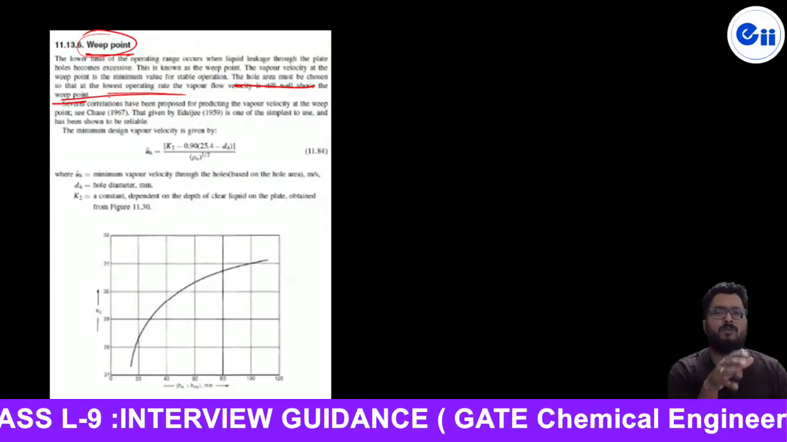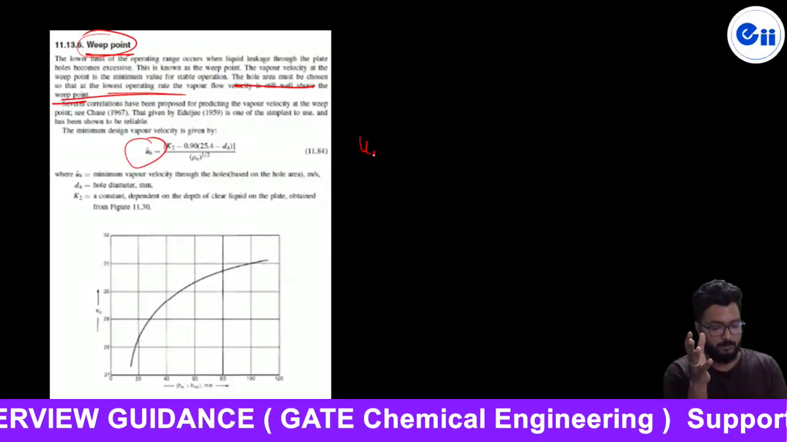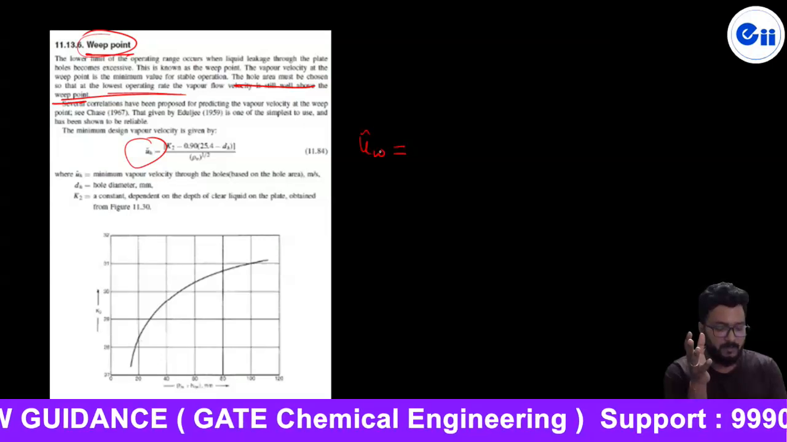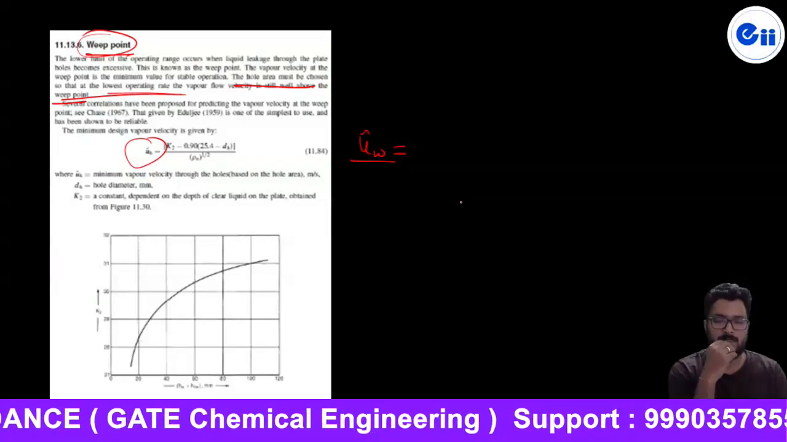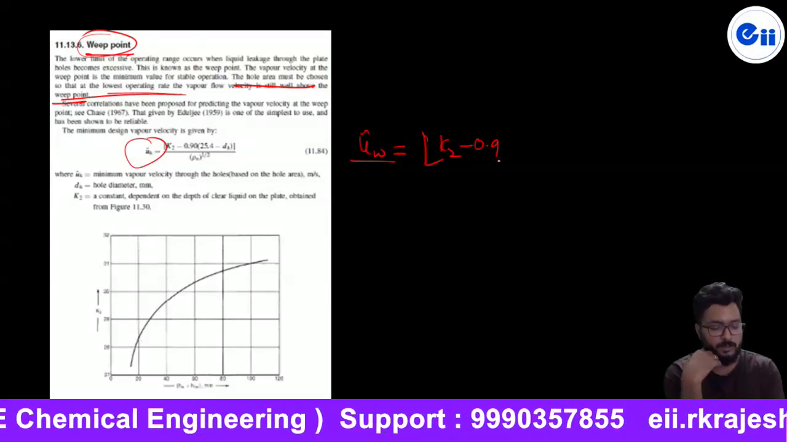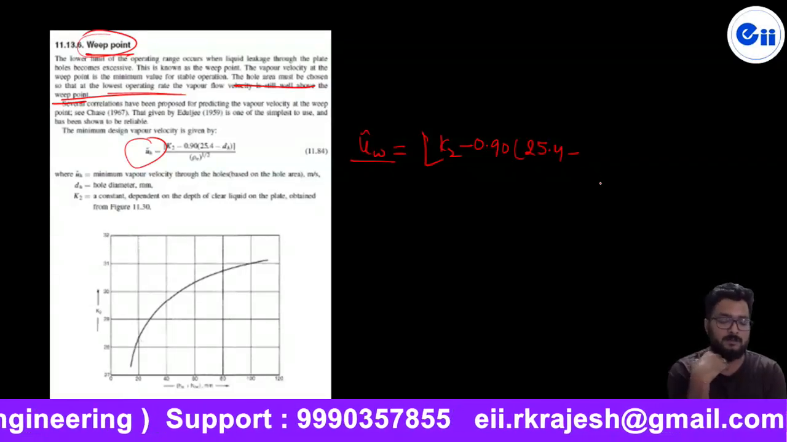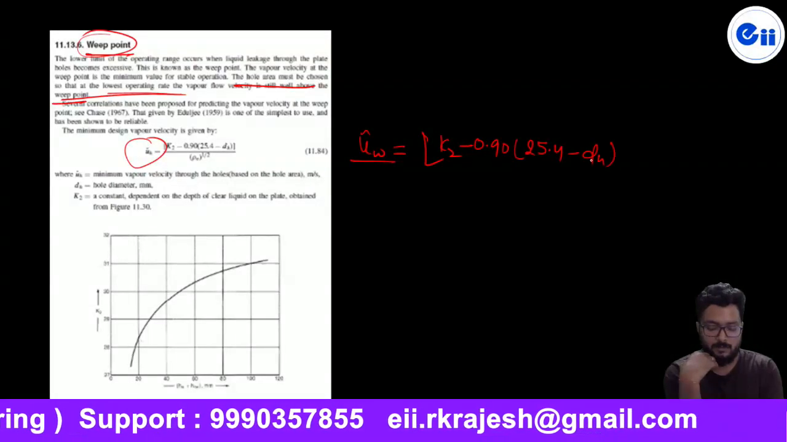And a number of correlations are available to calculate the weep velocity, but one formula is here. I'm going to write here V_W, which means weeping velocity, and that is the constant K2 minus 0.9 into (25.4 minus d_h). It is an empirical correlation, where d_h is the hole diameter.